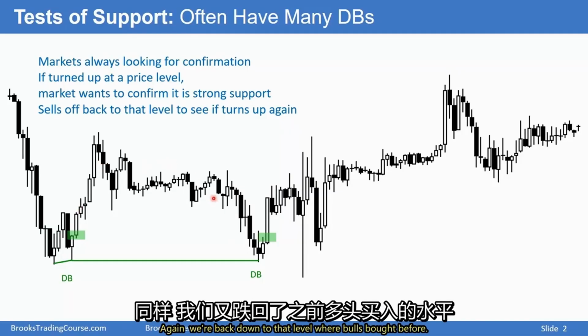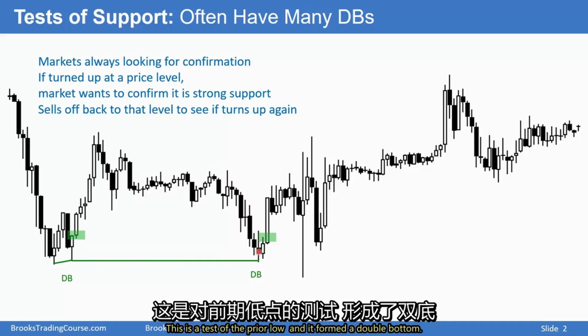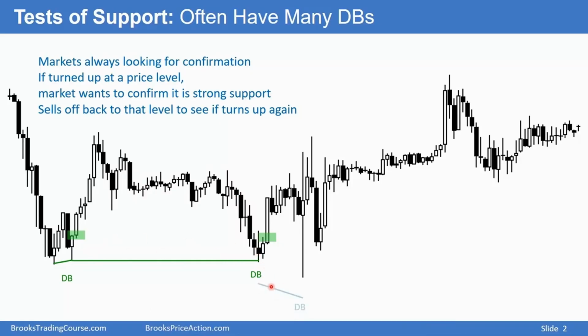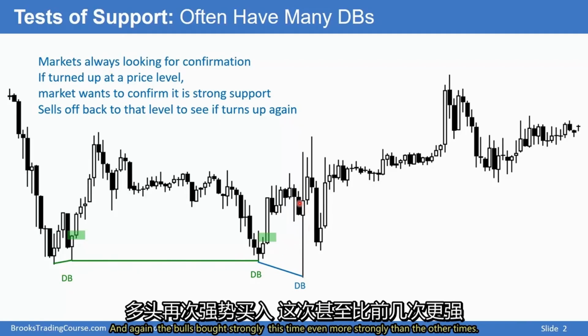It did. Again, we're back down to that level where bulls bought before. Will the bears break through that level, or will the bulls buy again? This is a test of the prior low, and it formed a double bottom. Another test of the low, test of this low, and a test of this low. And again, the bulls bought strongly, this time even more strongly than the other times.